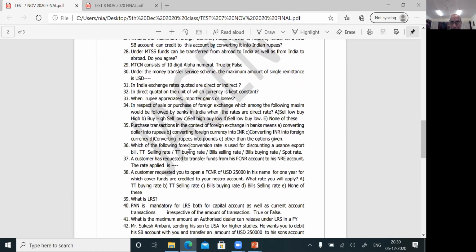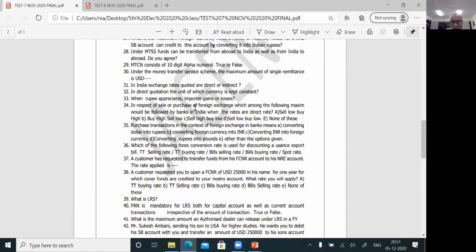Then question number 35. Purchase transactions in the context of foreign exchange in banks means what? I told you, we are purchasing forex and giving him Indian rupees. So purchase transaction in forex in bank means the bank is purchasing forex and giving Indian rupees to him. Keep that in mind. Selling transaction is opposite to that. Always as a banker, you have to keep yourself in the position of the bank, then decide whether it's a purchase transaction or a sale transaction.